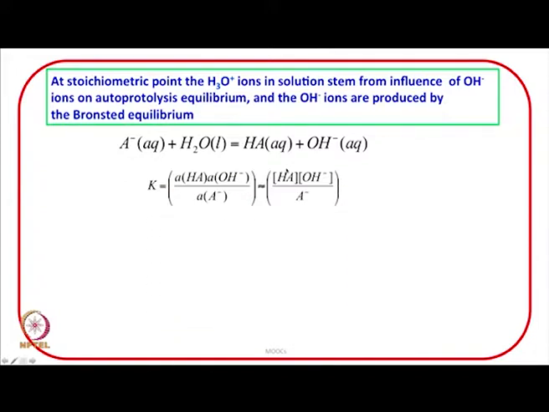If I write the equilibrium constant for this particular reaction, it will be activity of HA times activity of hydroxide ion over activity of A minus, taking the activity of water to be 1. When you convert these into molar concentrations, you get this kind of expression: molar concentration of HA, molar concentration of OH minus, and molar concentration of A minus. Treat it as within the brackets.